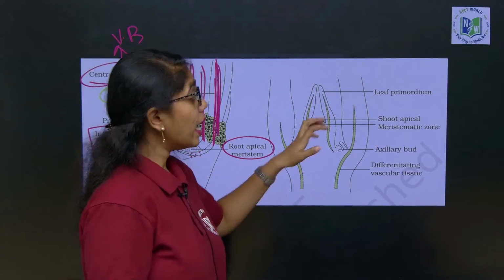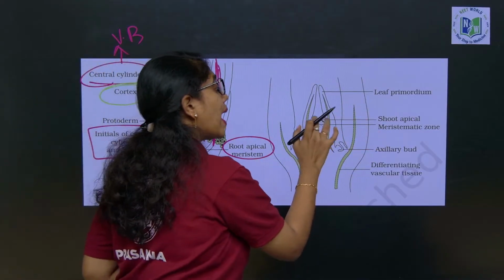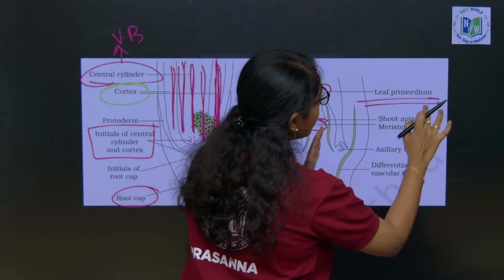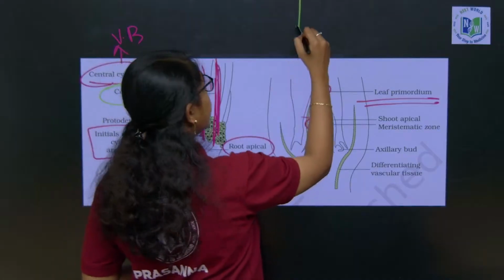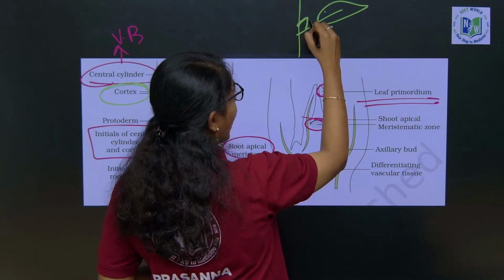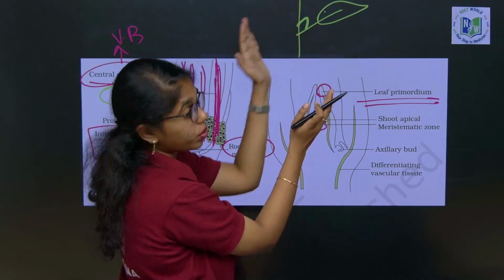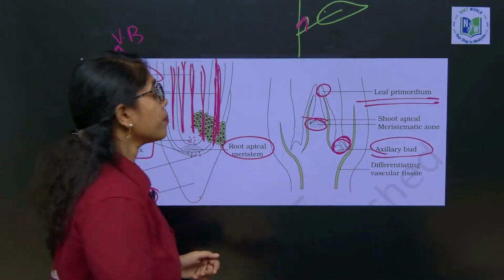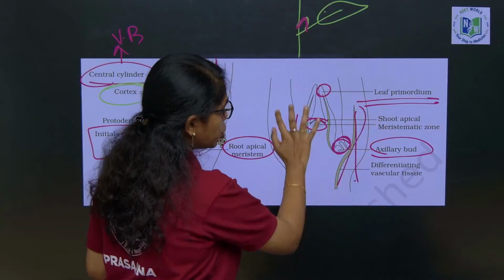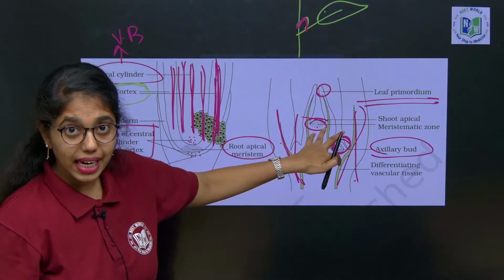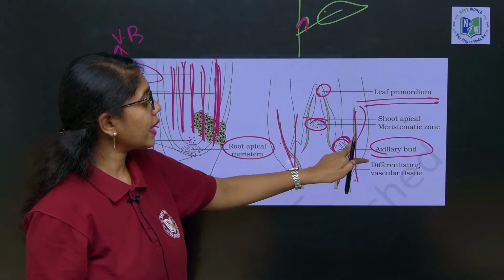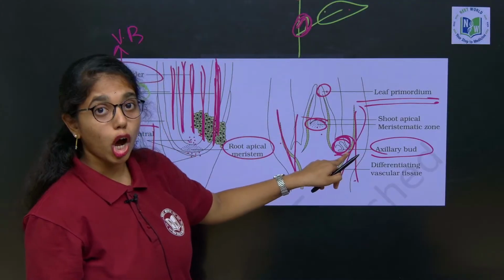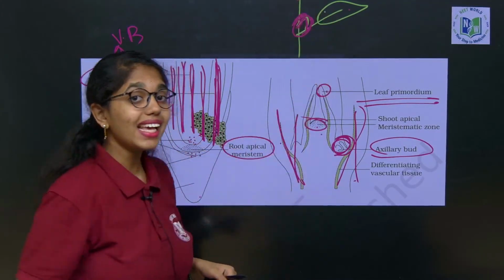Next to the central cylinder you can see the cortex, which forms the ground tissue. Now coming to the shoot apical region: at the apex of the shoot you can clearly see the shoot apex. Far from the shoot apex you can observe leaf primordia. At the axil, the angle between leaf and shoot, axillary buds are formed, and these are differentiating vascular tissues. So the shoot apical meristem is at the apex, here are the leaf primordia, and the angle between them is where the axillary bud is formed. This angle is called the axil.